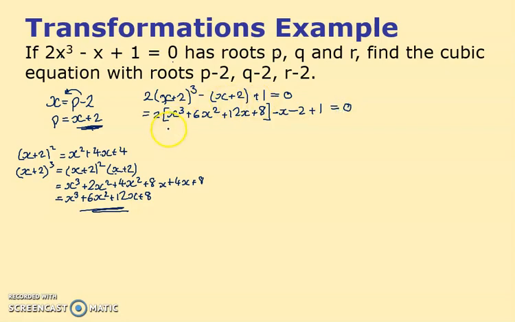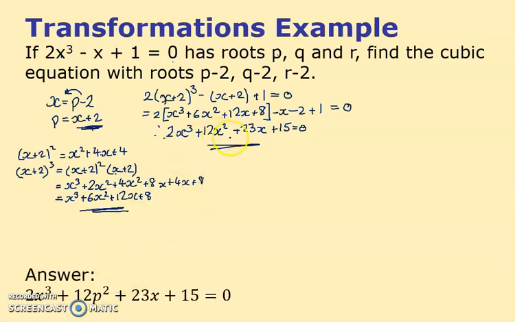So what do I get if I multiply that out? Therefore my equation becomes 2x cubed plus 12x squared plus 24x. Don't forget then I have to take away an x, that's plus 23x, plus 16 minus 2 is a plus 14, plus 1 is 15. That is the equation I wanted. That was, I think, quite simple. So that's the answer. 12x squared. Oh, I don't know why that's come out as a p. That should have been an x. That looks right to me.